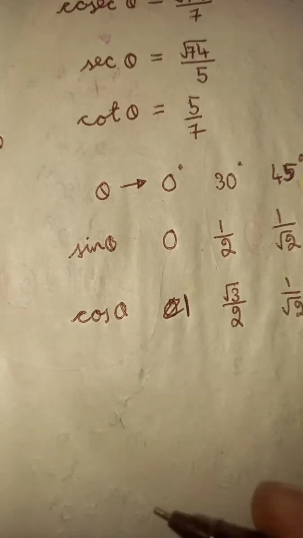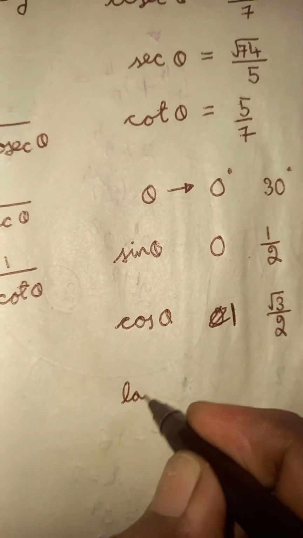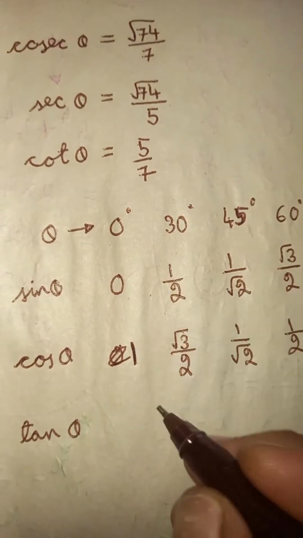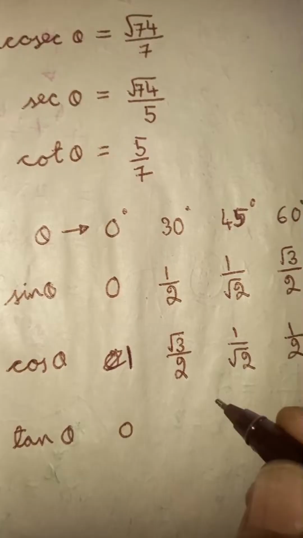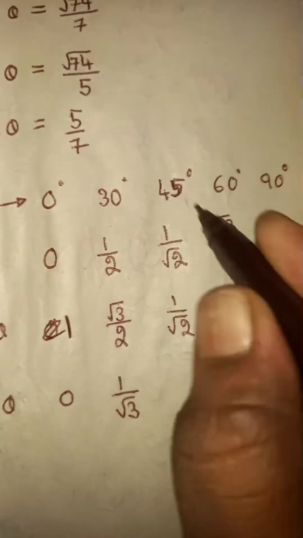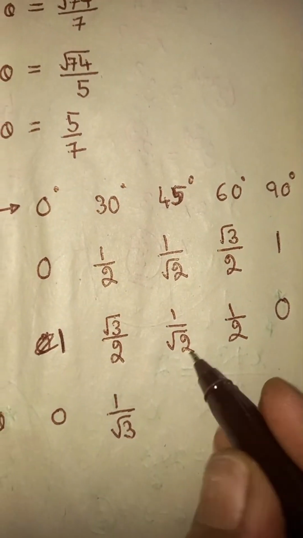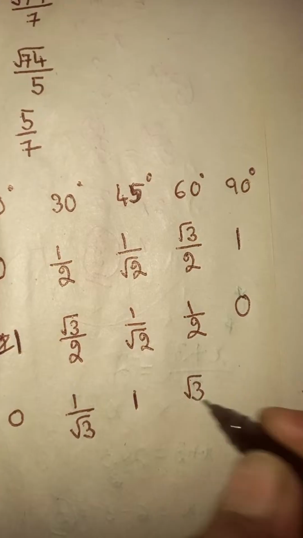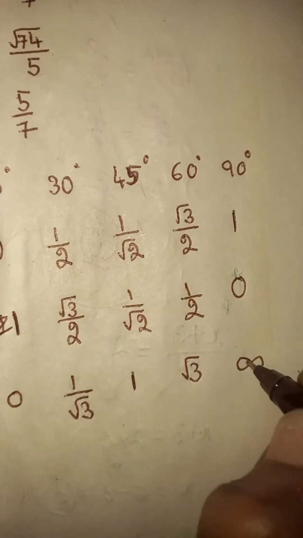Now I tell about the next ratio which is tan theta. Tan theta you are going to get like this. Tan 0 is going to become 0 and tan 30 degree is equal to 1 by root 3. Tan 45 is equal to 1 and tan 60 degree is equal to root 3. Tan 90 degree is infinity.